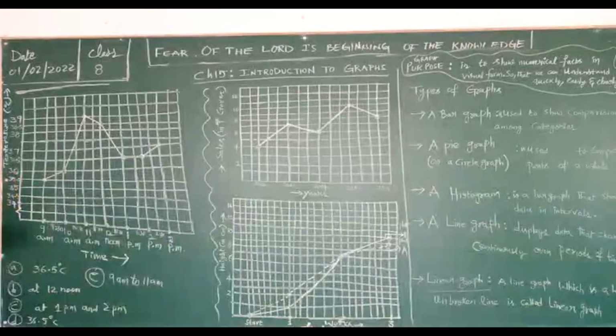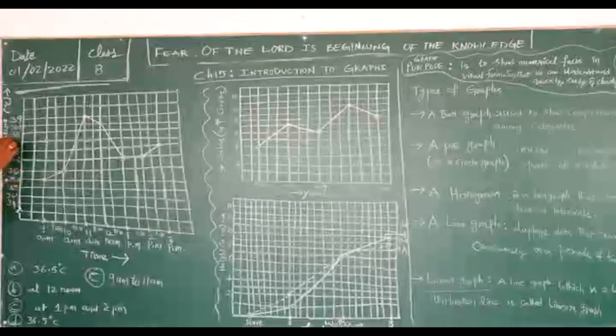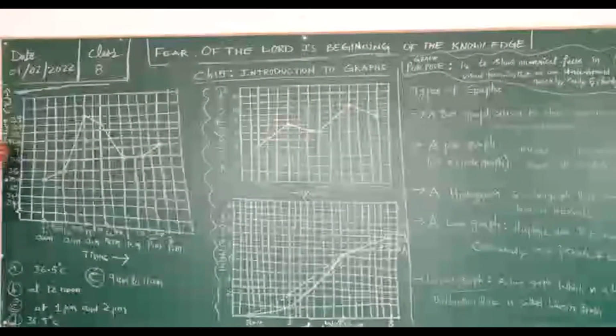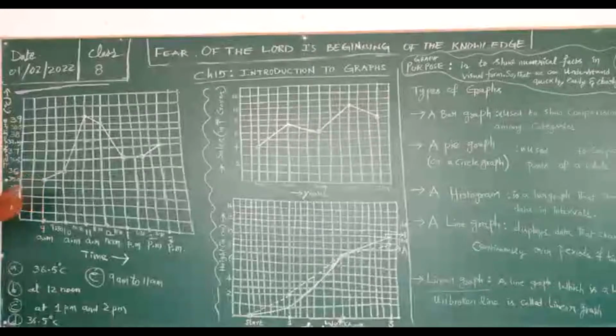And then 36 and 37, the middle line is 36.5. And 37 and 38, the middle line is 37.5. And 38 and 39, the middle line is 38.5, in degrees Celsius. Now at 9 a.m., the patient's temperature is 35.5 degrees Celsius.